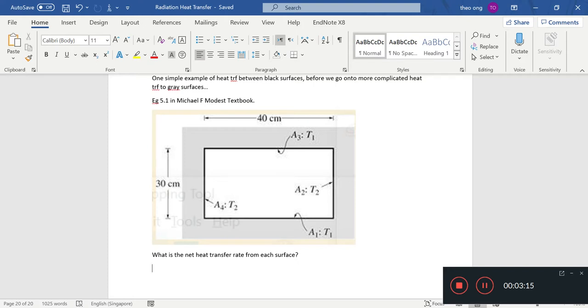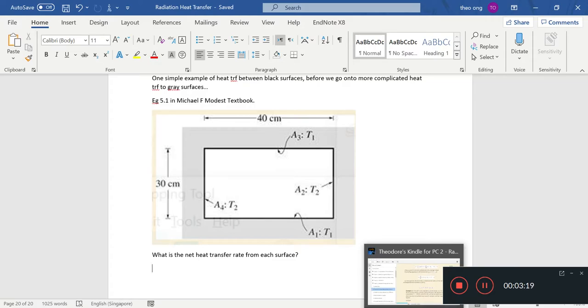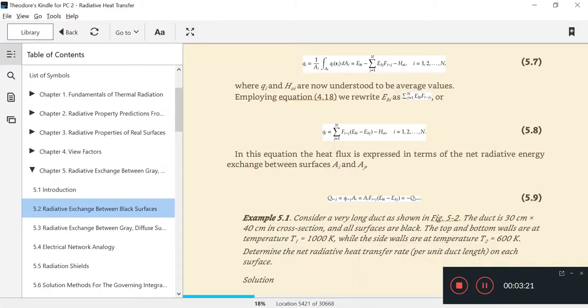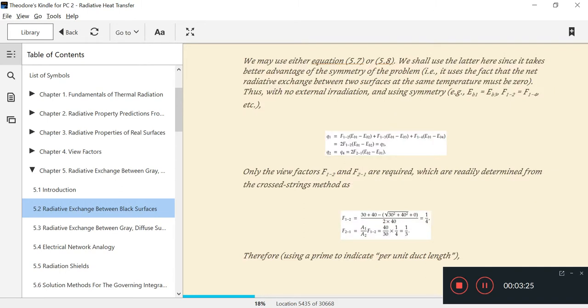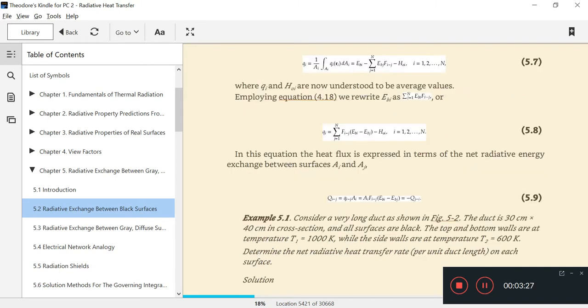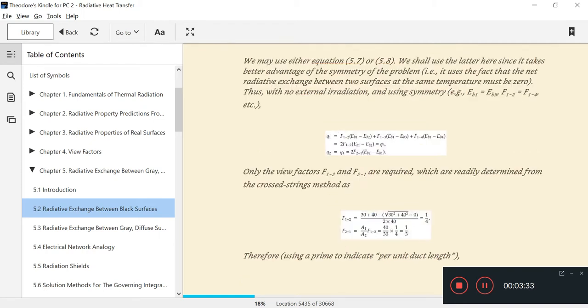I'm not going to solve it on its own because there are going to be other more important things to cover, so I'll spend very little time on this. The solution says we may use either equation 5.7 or 5.8, but we shall use equation 5.8, which is the latter, since it takes advantage of the symmetry of the problem.